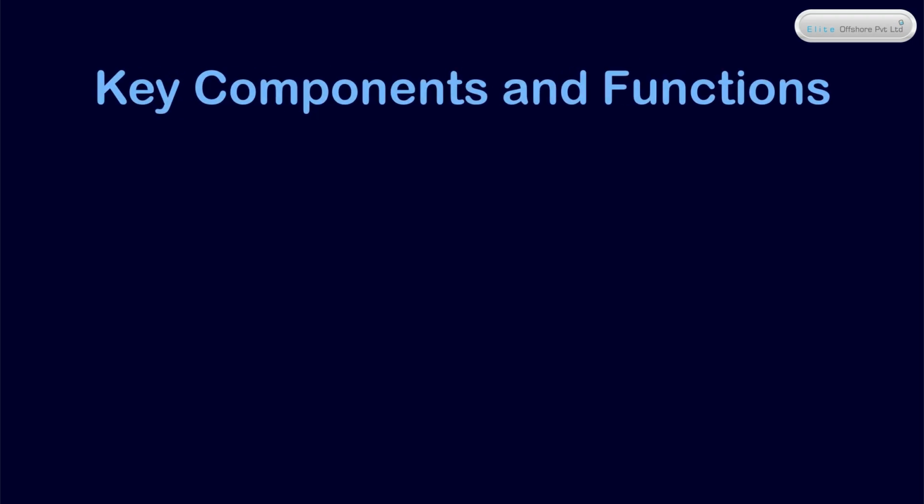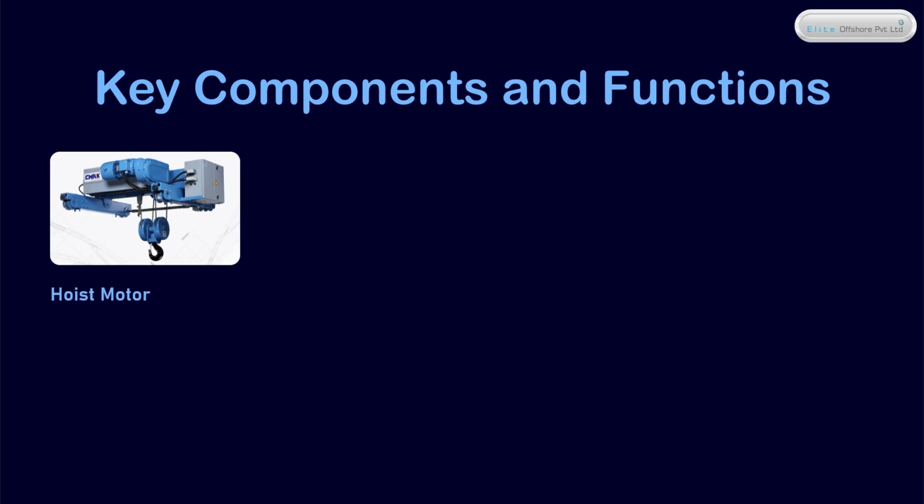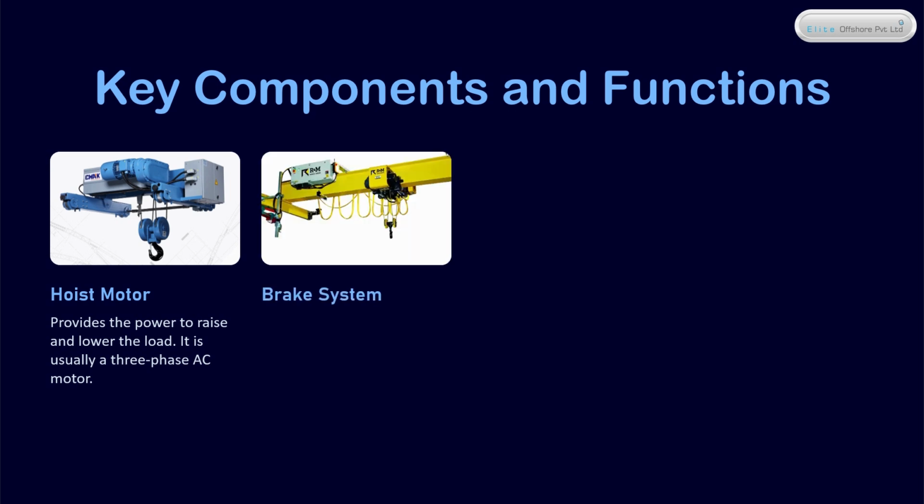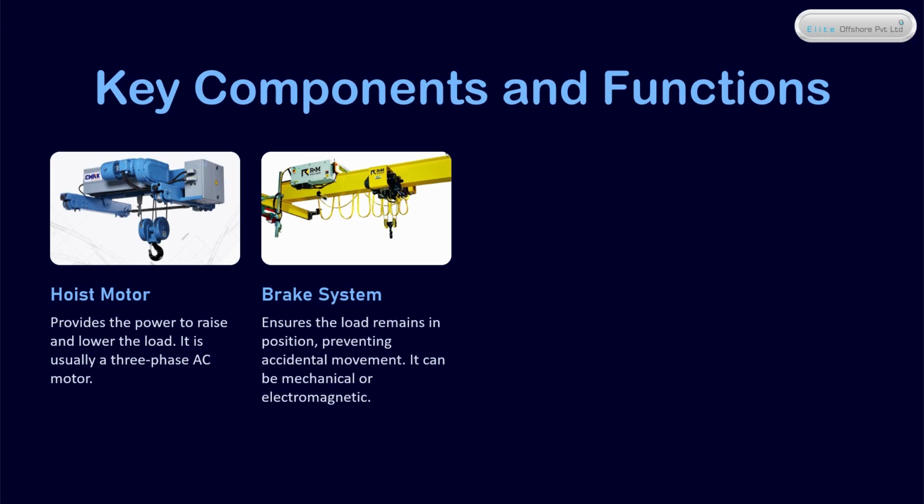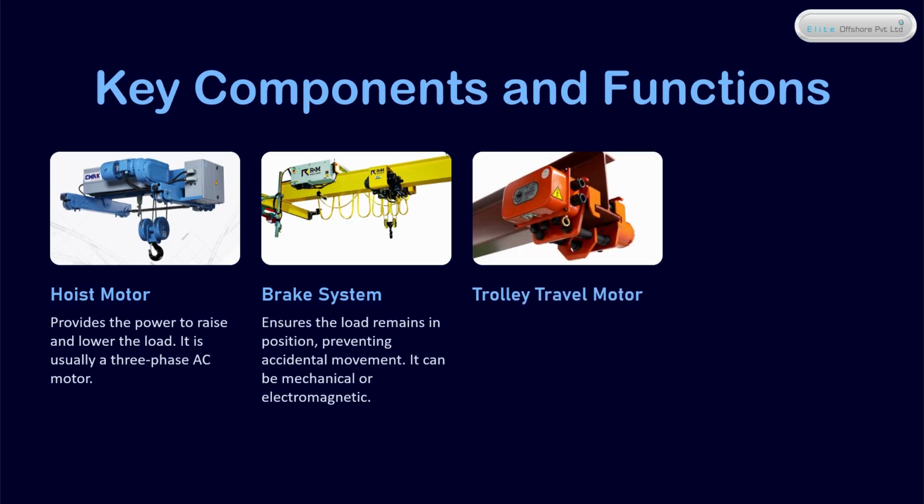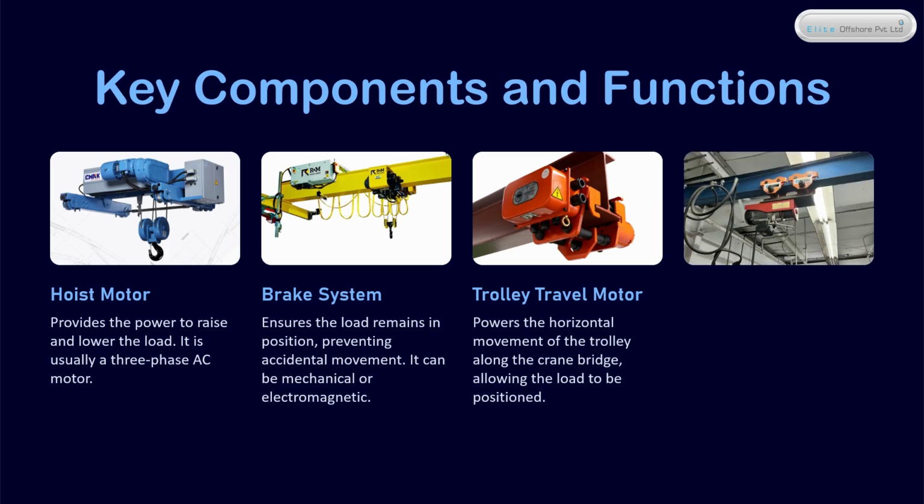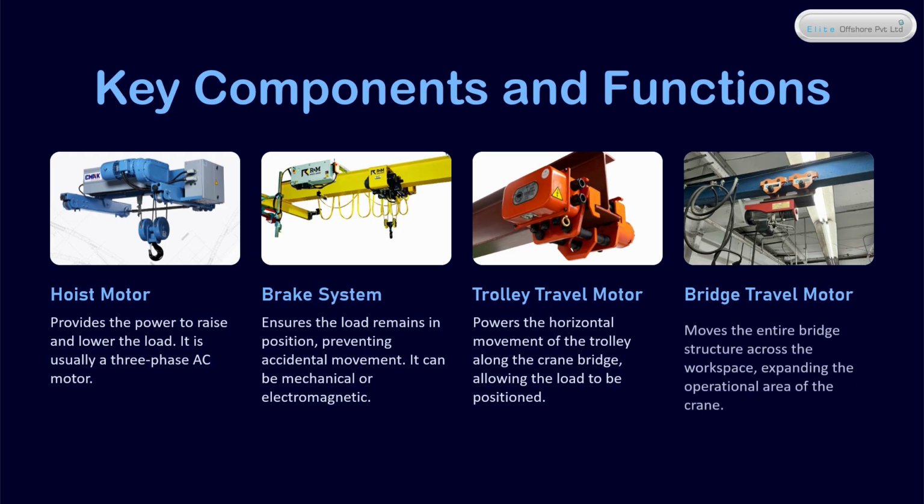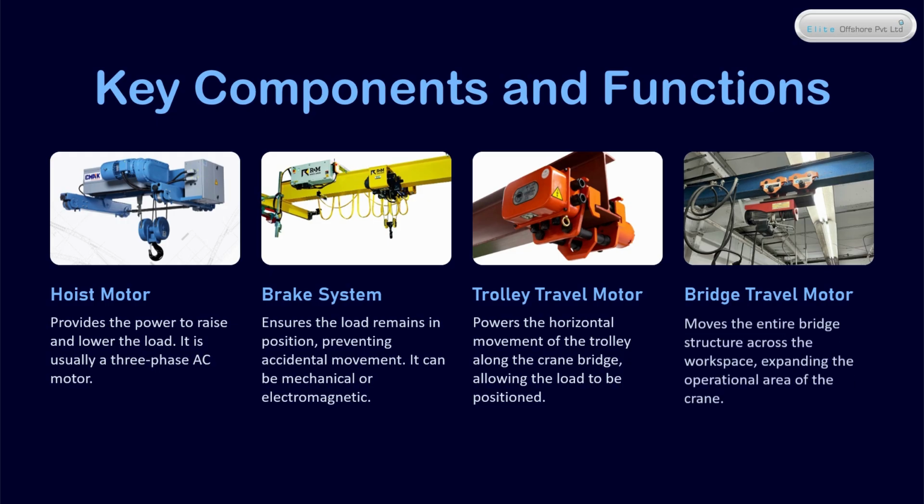Key components and functions. Hoist motor. Provides the power to raise and lower the load. It is usually a three-phase AC motor. Brake system. Ensures the load remains in position, preventing accidental movement. It can be mechanical or electromagnetic. Trolley travel motor. Powers the horizontal movement of the trolley along the crane bridge, allowing the load to be positioned. Bridge travel motor. Moves the entire bridge structure across the workspace, expanding the operational area of the crane.